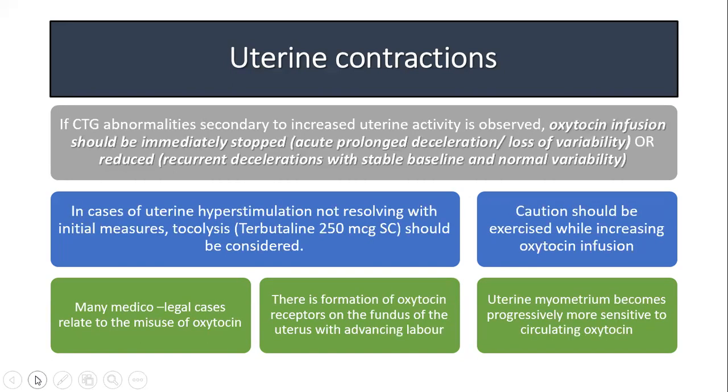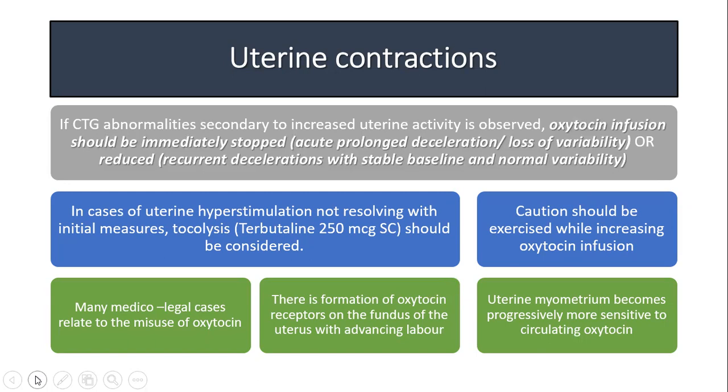So if CTG abnormalities are secondary to increased uterine activity, oxytocin infusion should be stopped or reduced. This is cardinal. And sometimes you need to even give a tocolytic agent if your hyperstimulation is not resolving. And a lot of medicolegal issues have related to the misuse of oxytocin. We need to understand that oxytocin is a high risk drug, and we need to treat it as such. We therefore have to be very cautious when using oxytocin.